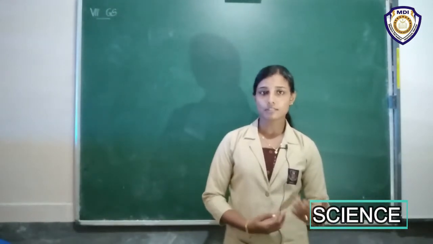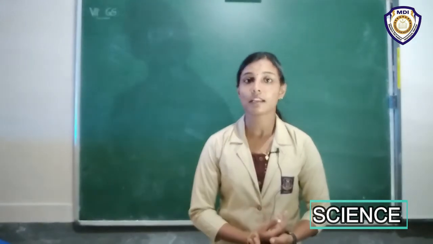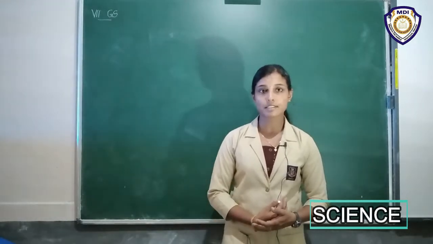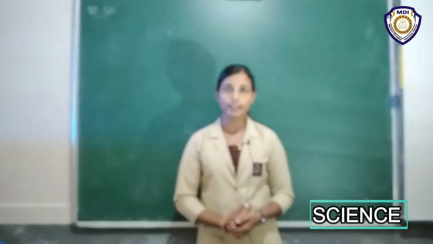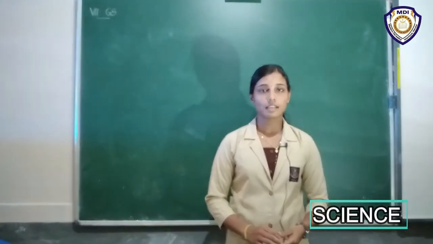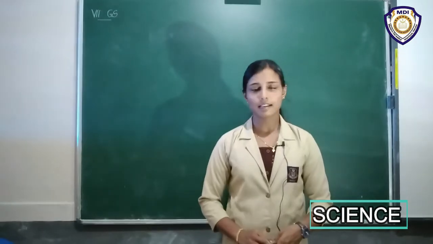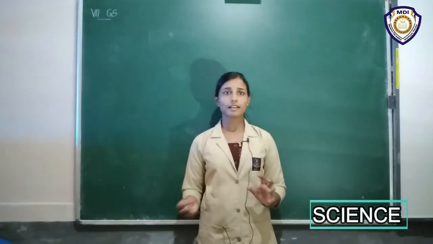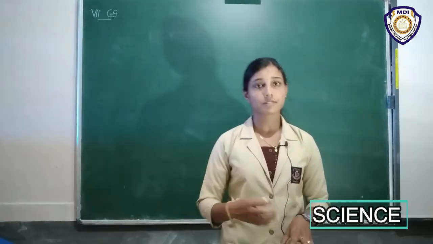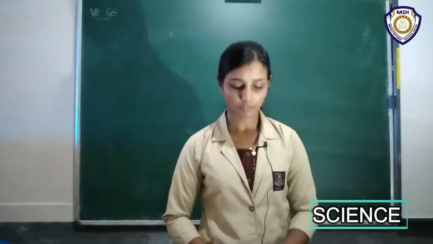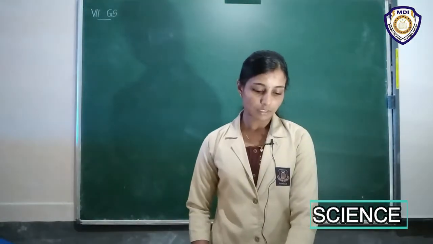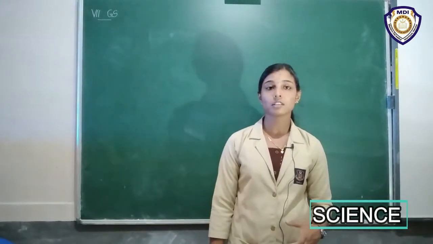Yeah, the first one is litmus. We have already discussed litmus. What is litmus? It's a natural dye, and it's obtained from lichens. What are lichens? Lichens are just a symbiotic association of bacteria and fungi, and they are found in the bark of trees. The figure is also given here. So that is about litmus.